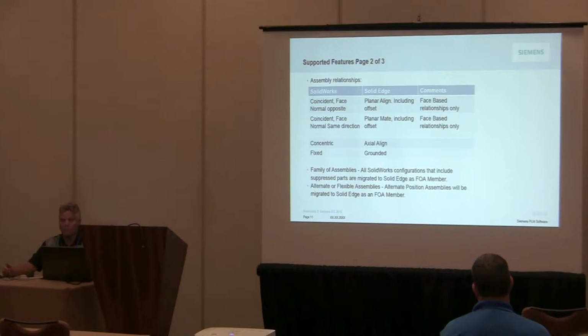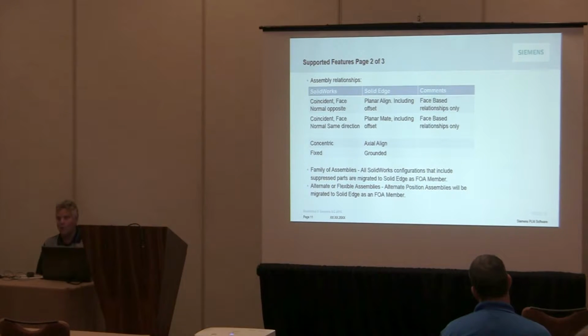I also might have mentioned that the first two relationships, mates and planar aligns, are face-based only. In SolidWorks, you're able to connect or mate based on the edges of two faces. Okay, so if it's edge-based, we won't hook that up in Solid Edge. We have to have the face ID itself to be able to bring that across and preserve that relationship.